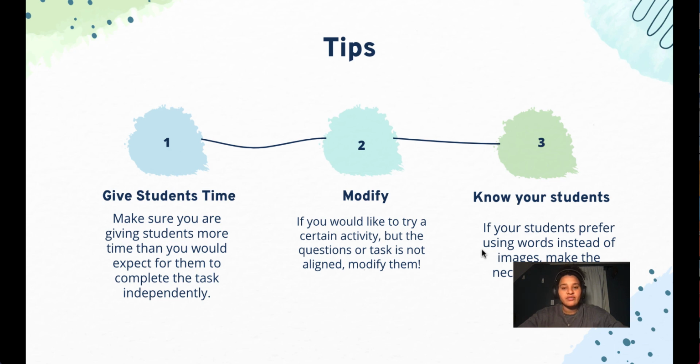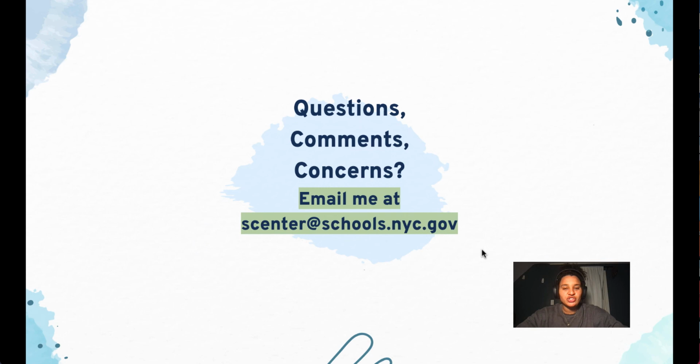Tip 2, modify the work. If you want to try a certain activity, but the questions or tasks are not conducive to you doing that, or not aligned to your goals or the activity you want to do, feel free to modify the tasks. Tip 3, know your students. If your students prefer using images rather than text, pair images and text together to always give them that connection back to text.